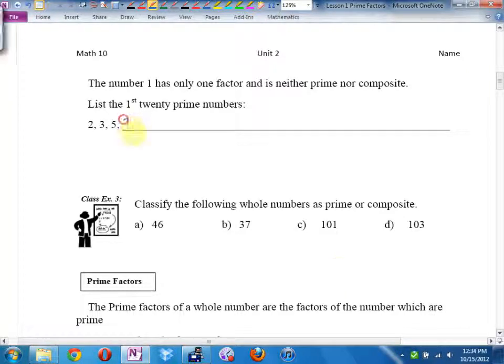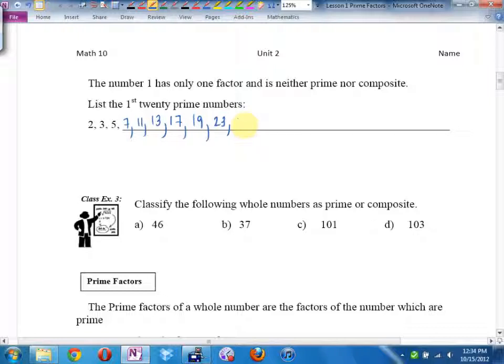Let's list out the first few. 2, 3, 5, 7. 9? No. Just because it's odd. What goes into 9? 3. So don't write 9. What's the next one then? 11? 13? 15? No. 17? 19? 21? No. 23?